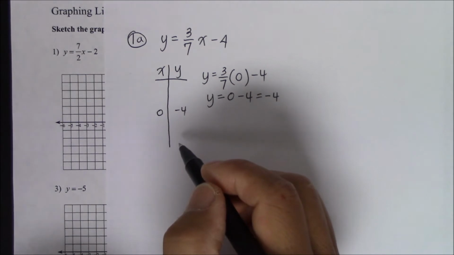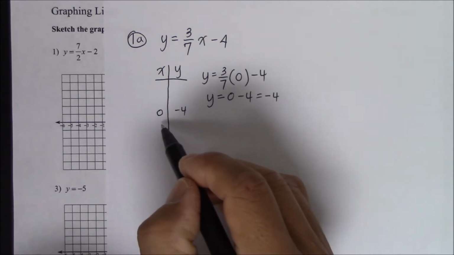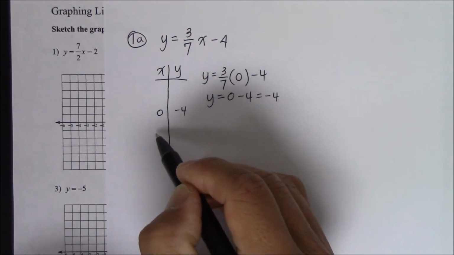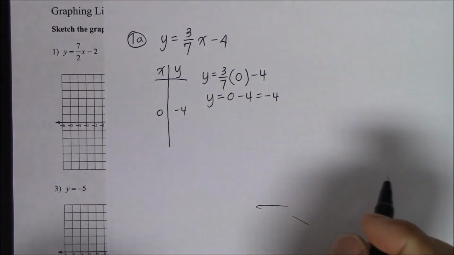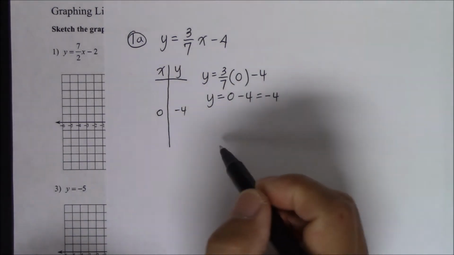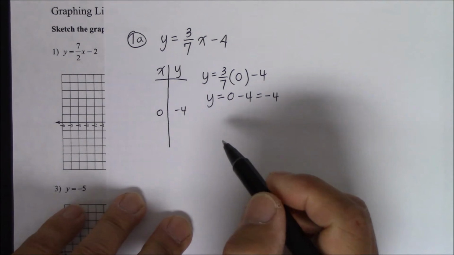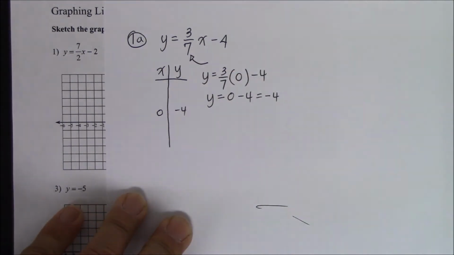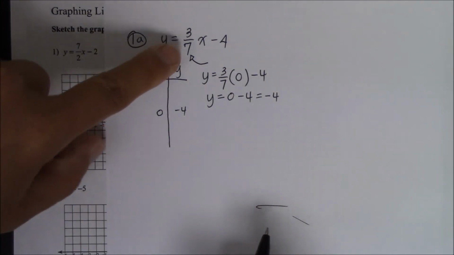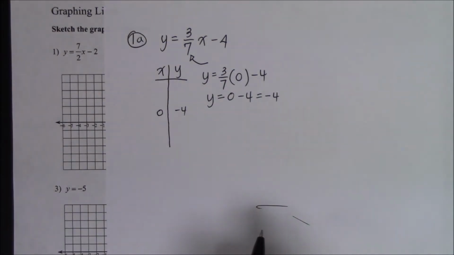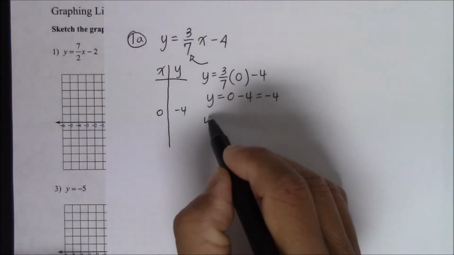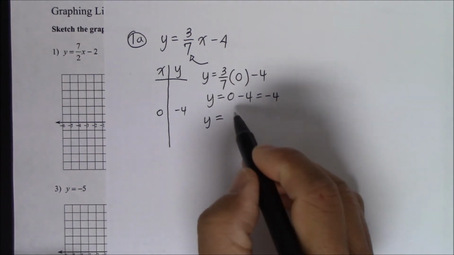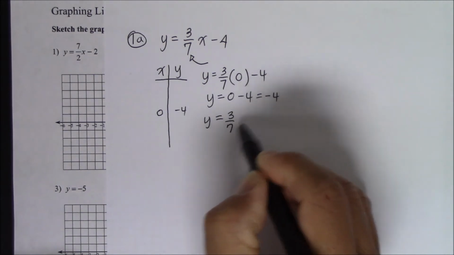Now, a lot of kids have a tendency to select the next easy number, which is 1. But no, not this time. Instead, I tell the students, hey, look at the denominator of that slope. What is that denominator? 7. So when you select an input, choose the multiples of 7. And the best way to start is the 7 itself.